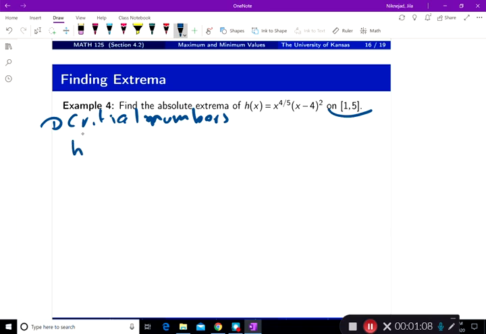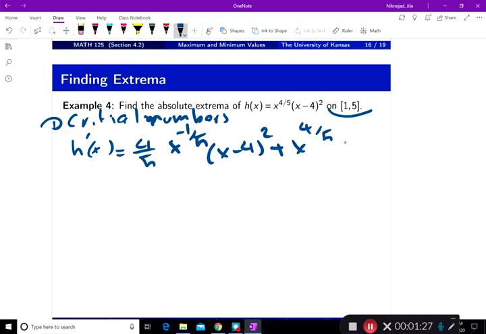So I evaluate h prime. H prime of x, it's a product rule, so 4/5 comes down, x to the power 1 less, times the second one, plus x to the power 4/5 times 2 times x minus 4 to the power 1 less, which is 1, times the derivative of the inside, which is 1. Now, to find the critical numbers, I have to factor the derivative. How do I factor the derivative?